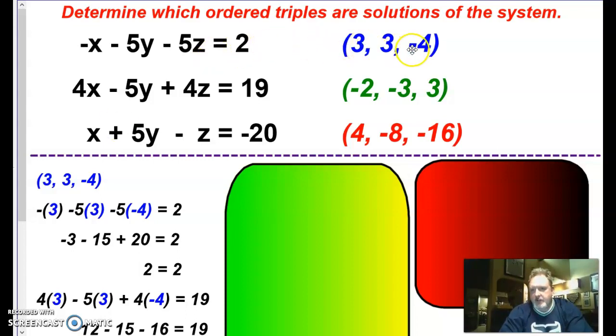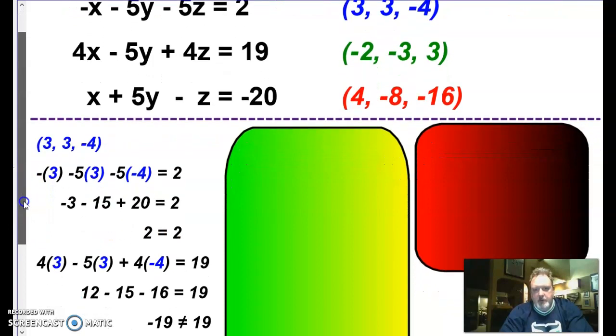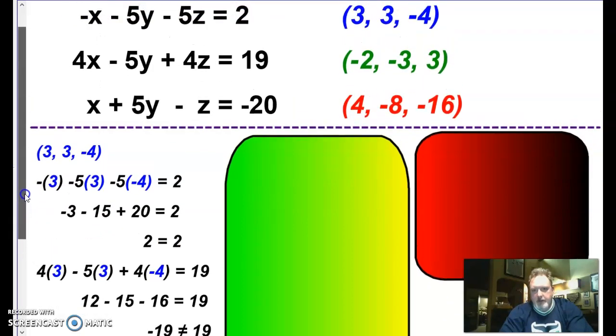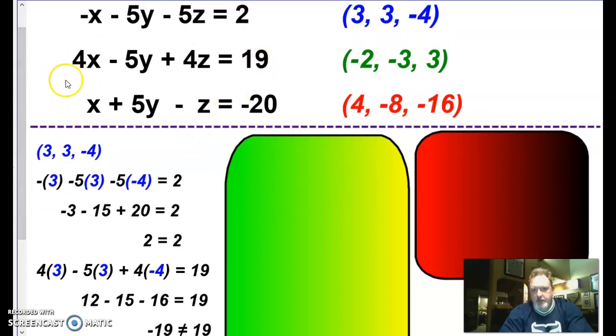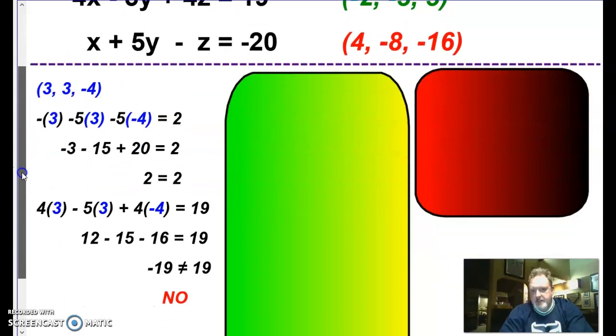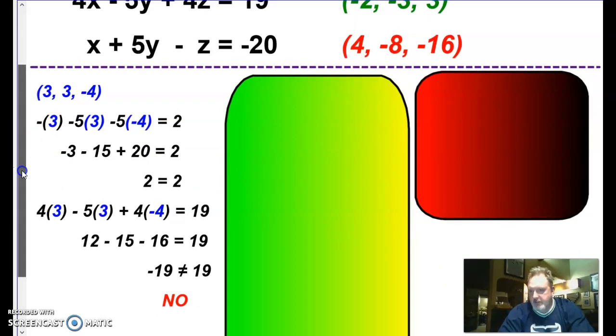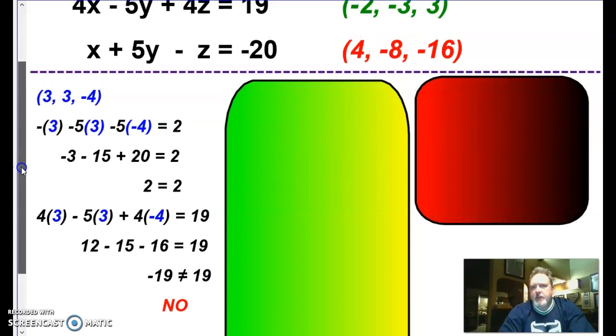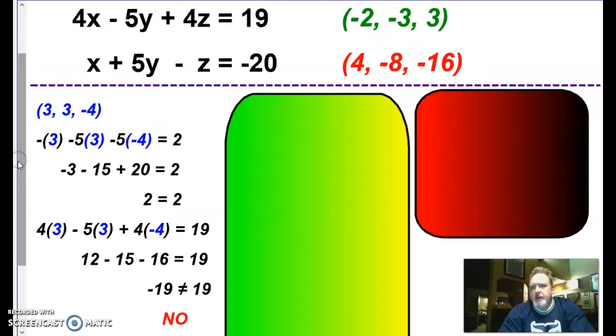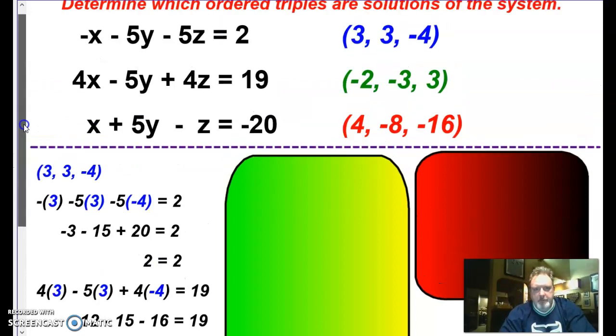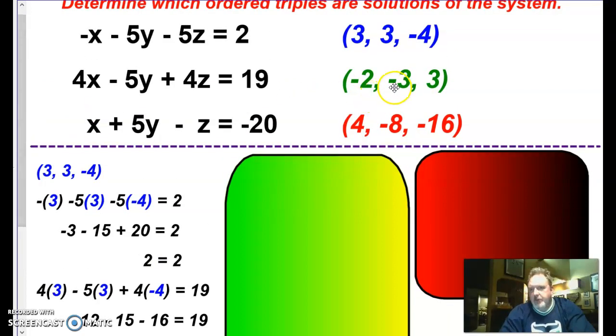So when I take this first point and plug it into this first equation, we get a true statement, 2 equal to 2. So then I'm going to go to the second equation, and when I plug 3, 3, negative 4 into the second equation, it does not work. We get a no, so at that point we can stop. It doesn't even make sense to plug it into the third one. So again, you plug the ordered triple in as long as it keeps working. As soon as you get one it doesn't work, then we punt.